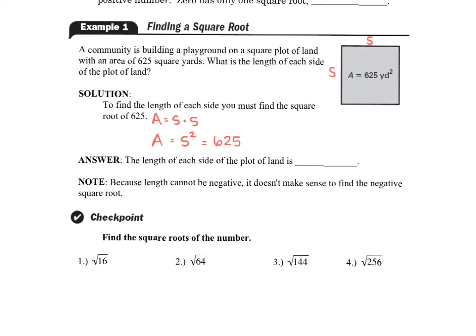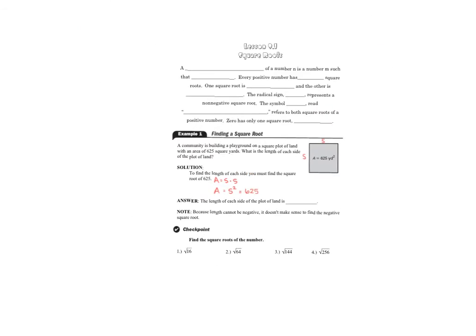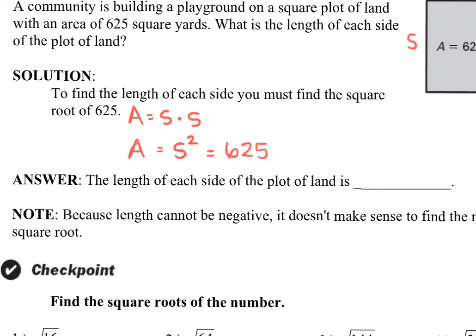Now, eventually I'm going to teach you how to use your calculator to find a square root. But for right now, maybe let's do a little guess and check. Let's start with 15 times 15. That gives me 225, so that's not high enough. Let's go 20 times 20. Well, we should know that's 400, still not high enough. How about 25 times 25? Ooh, there it is. 25 times 25 is 625. So the side length would have to be 25.